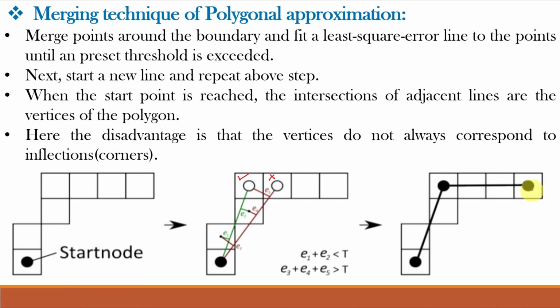Similarly, we will proceed further, and once the start point is reached, we will intersect all the lines. So this is a good technique, but the disadvantage here is that the vertices do not always correspond to the inflections or actual corners, and therefore MPP is more useful.